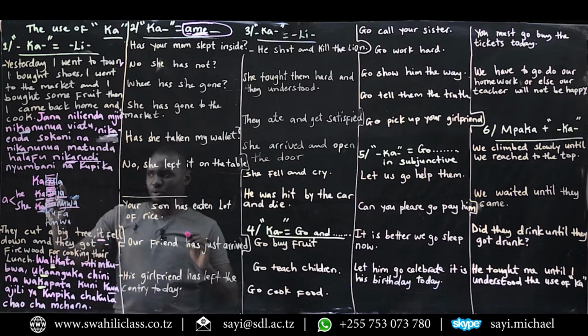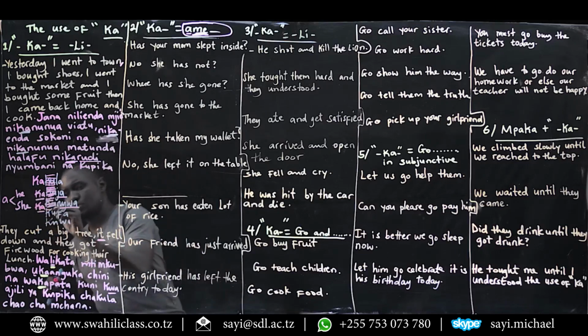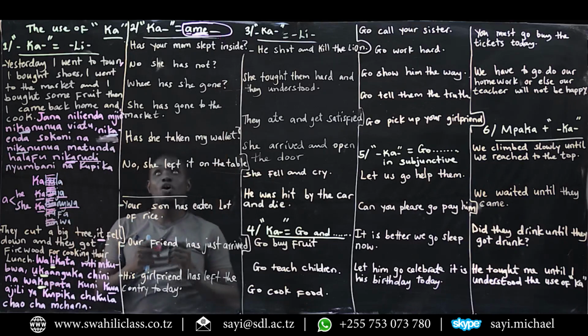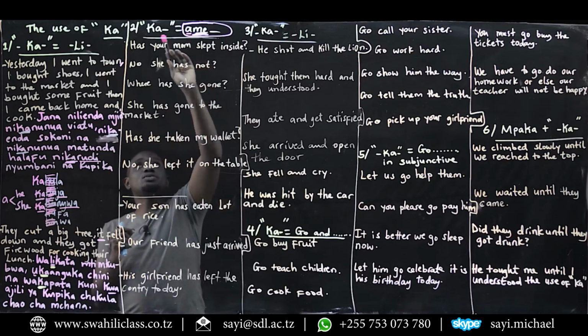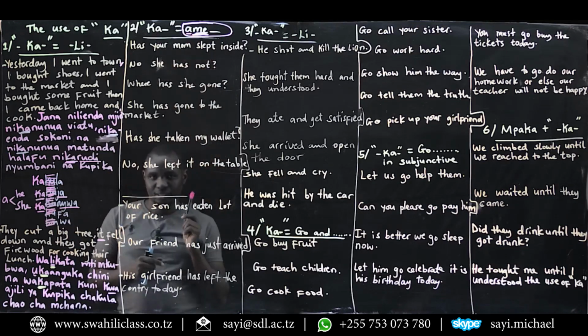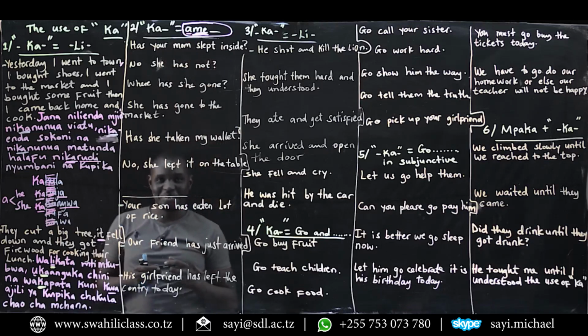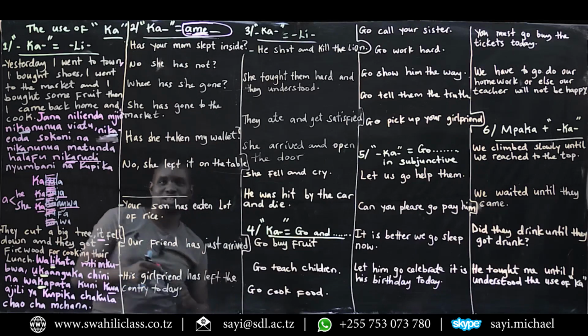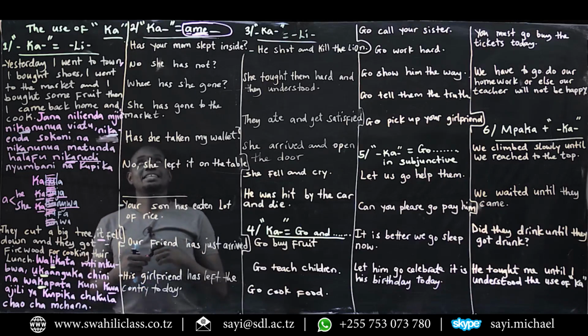So ka, monosyllabic verbs with ka, we drop the ku. We'll be dropping this ku here. Right? Okay, let's see this sentence. Here, this use of ka, we need only to use this ka for ame. This is a conversation between two people, the father and the son. Let's see this conversation. The father asked his son, has your mom slept inside?